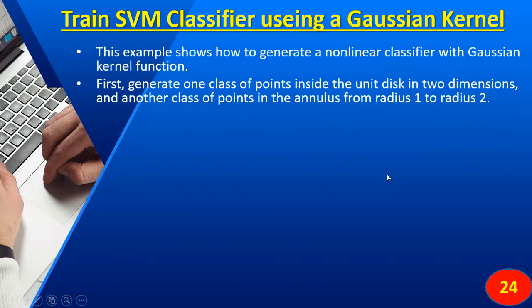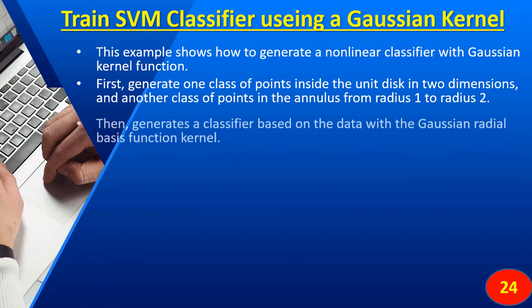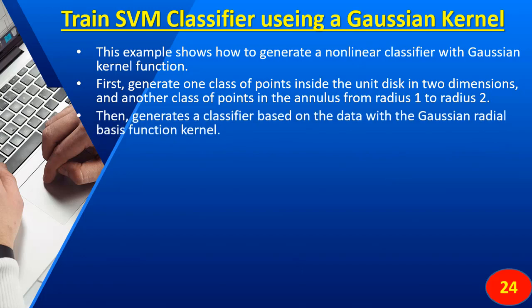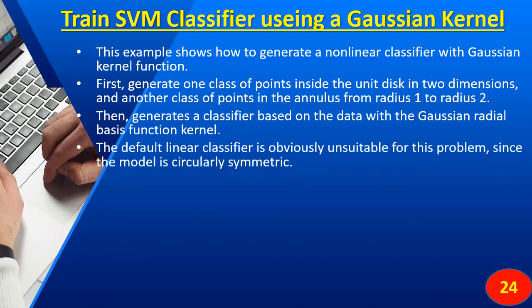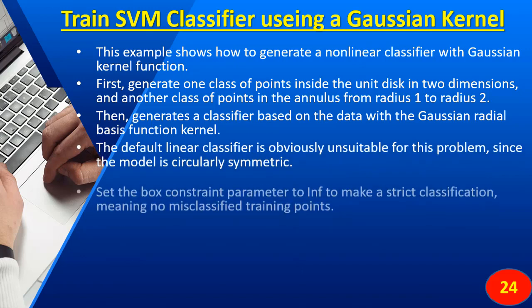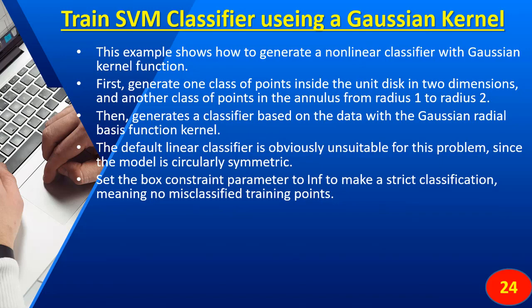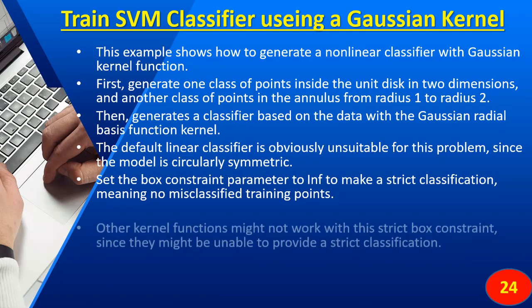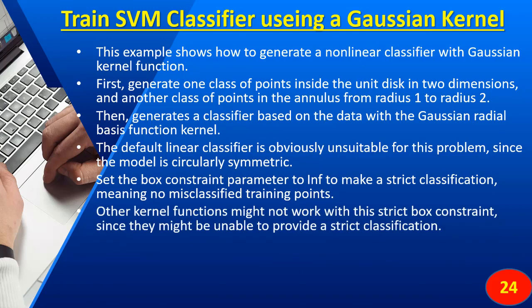Now I talk about an SVM classifier using a Gaussian kernel. This example shows how to generate a nonlinear classifier with Gaussian kernel function. First, generate one class of points inside the unit disk in 2 dimensions, and another class of points in the annulus from radius 1 to radius 2. Then generate a classifier based on the data with the Gaussian radial basis function kernel.